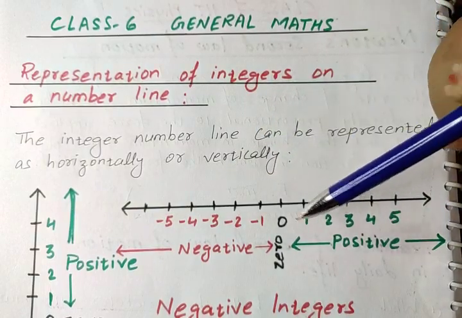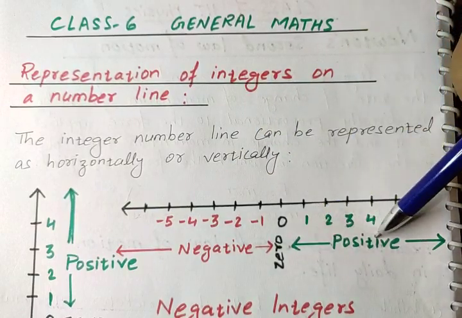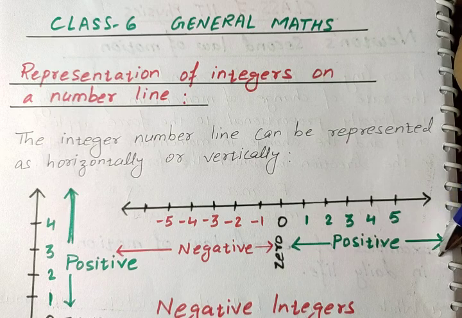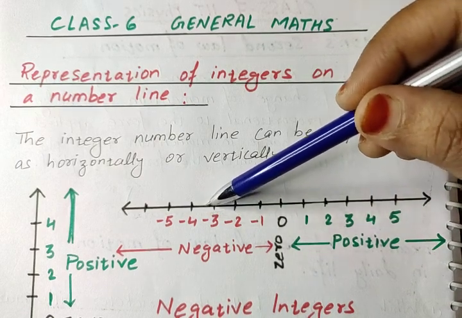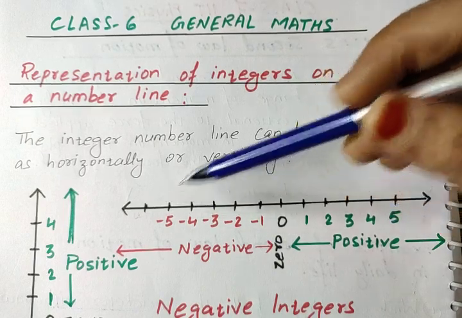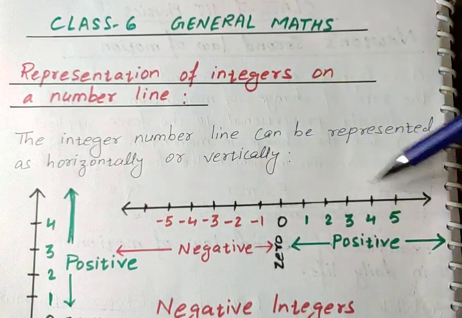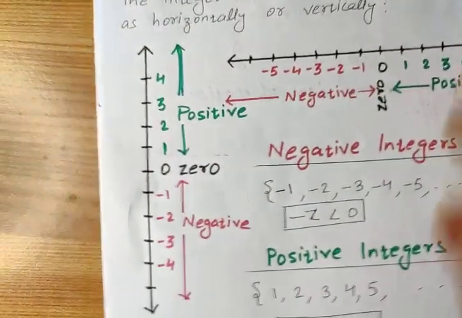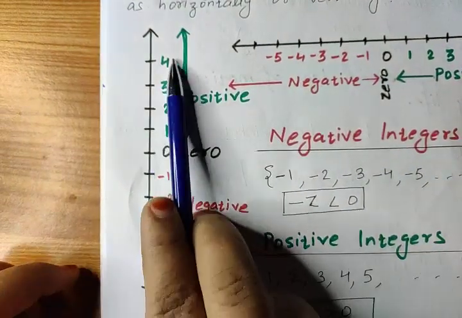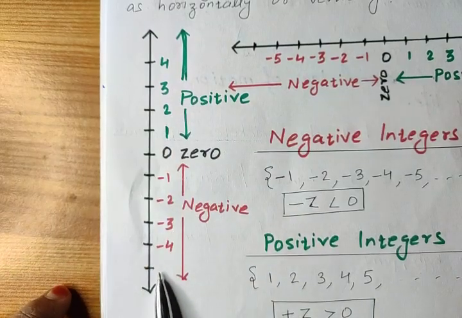Okay children, so now you can see on the right side what is there? Positive integers, value is increasing, and on the left side what is there? Negative integers, value decreasing. So this is which type of number line? Horizontal number line.